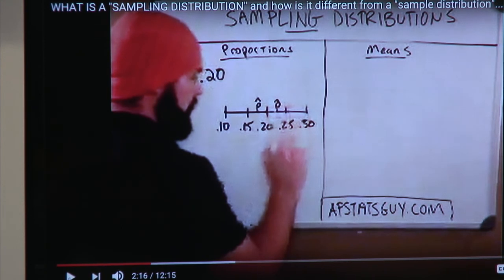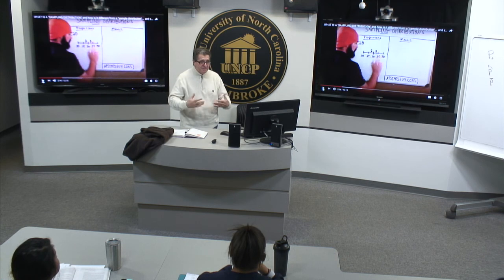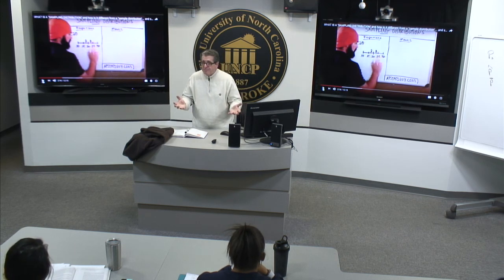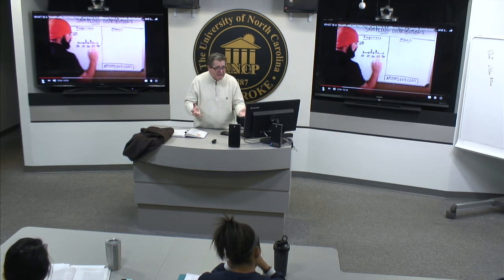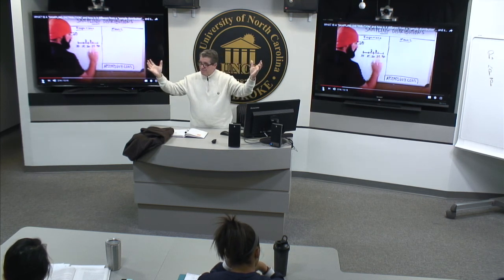Be the same. Because no two samples are going to be identical, right? And what's he trying to show us here? He's trying to show us that if he keeps picking samples, none of them are going to be the same because no two samples are going to be identical. But most of them are going to cluster around the middle, right?